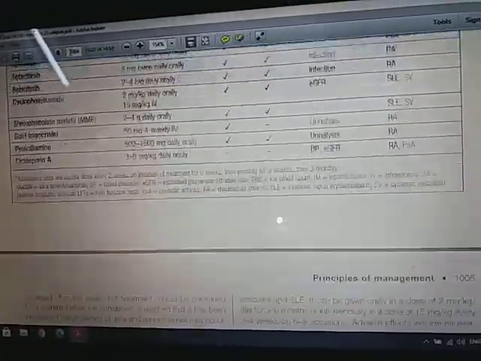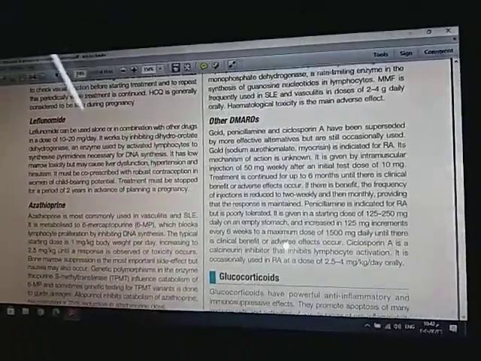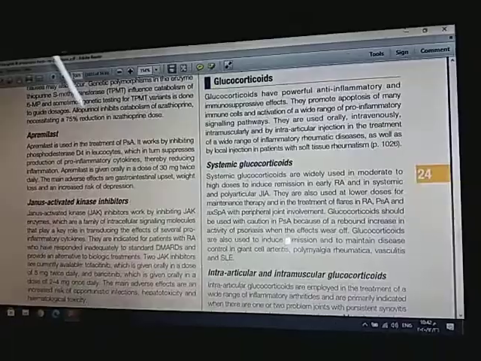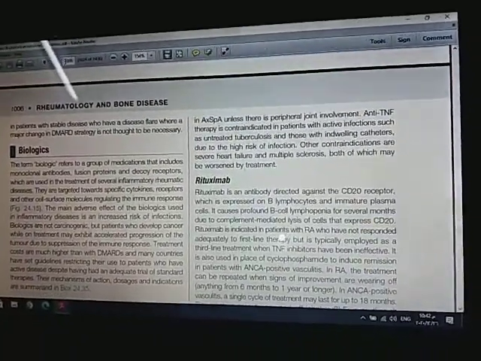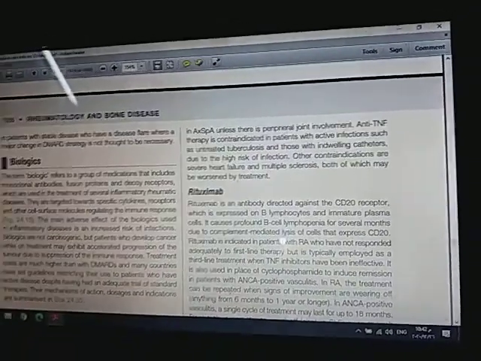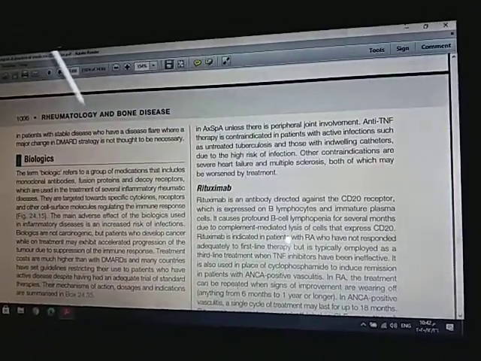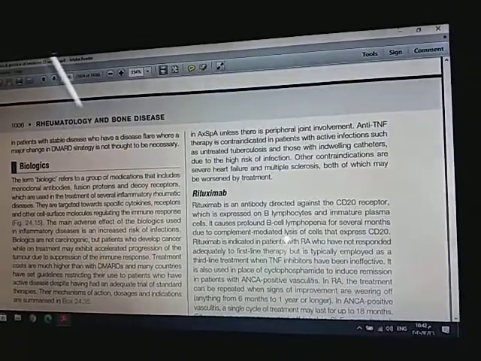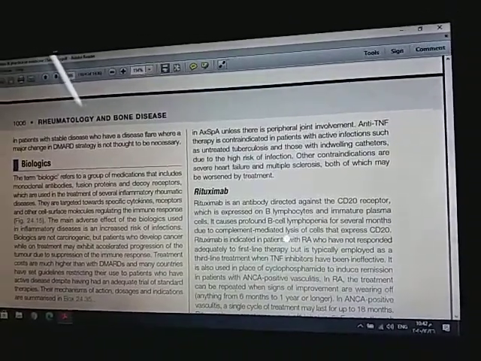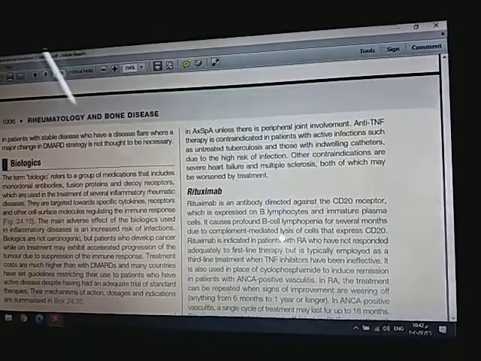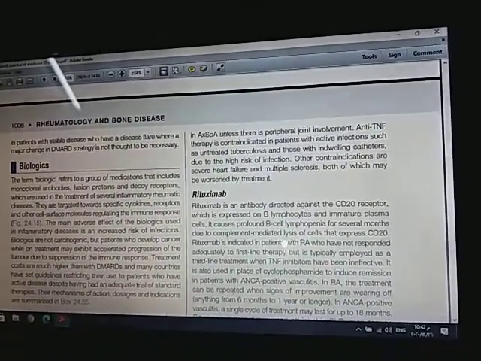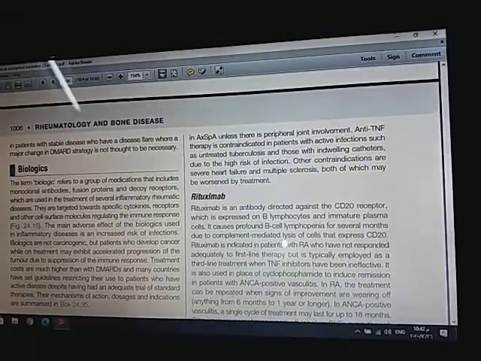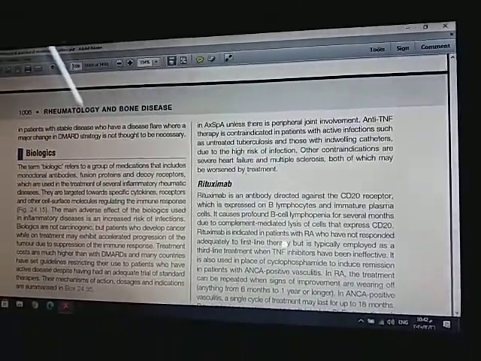A few words on biologic therapy. Tumor necrosis factor antagonists, TNF, and infliximab are usually used. They are more toxic than the disease-modifying antirheumatic drugs.